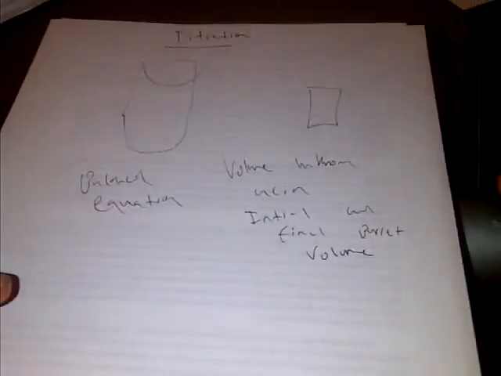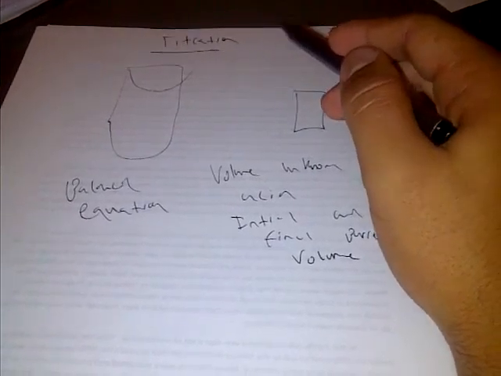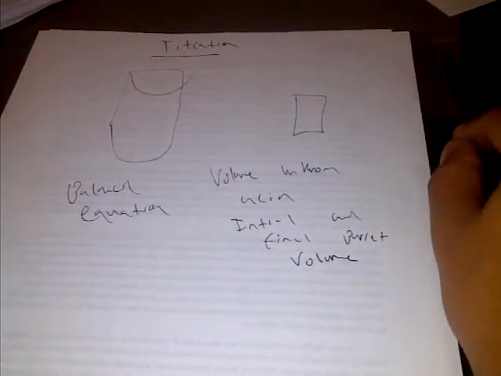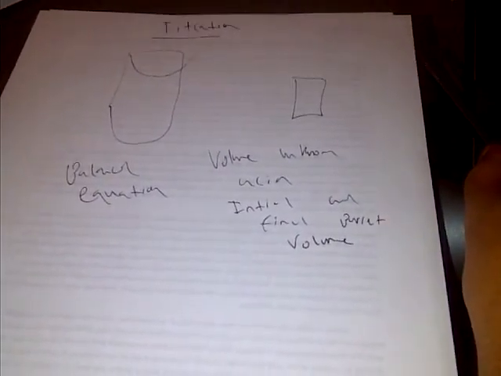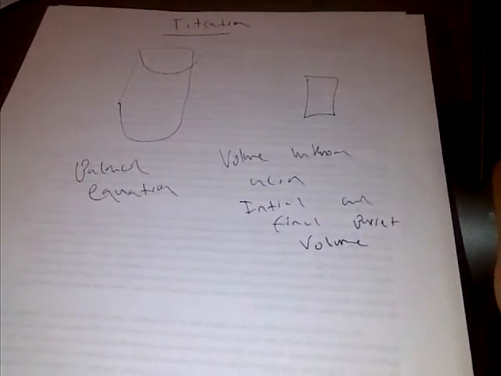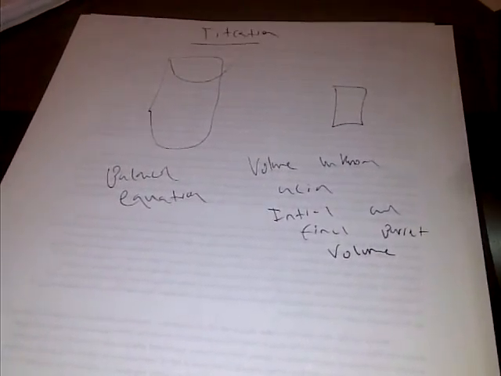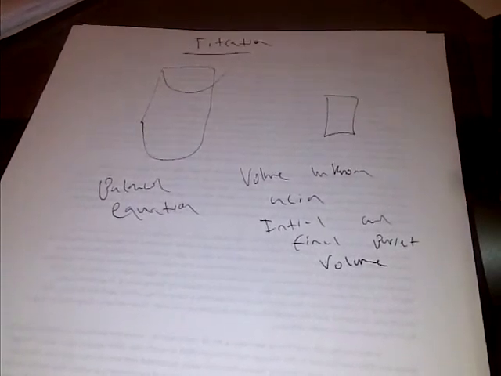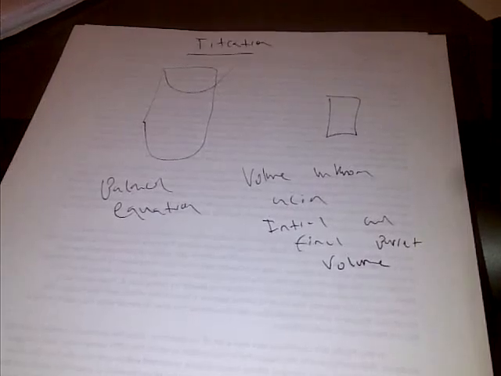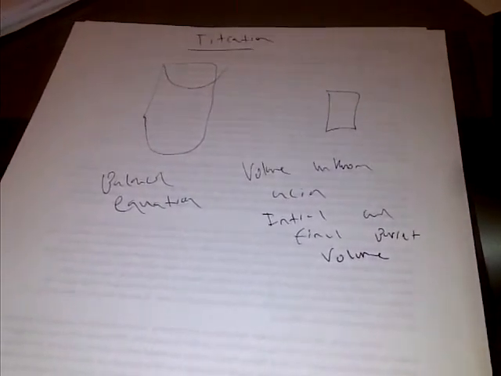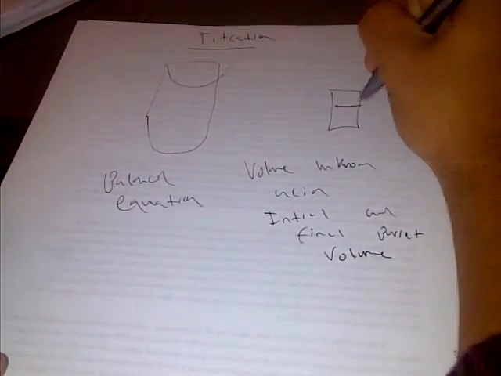The first thing we would do is rinse this burette two or three times with standardized base. Secondly, we would have to measure a sample of unknown acid. We would have to record the volume. And so we measure our unknown acid using the graduated cylinder. So here would be our unknown acid.